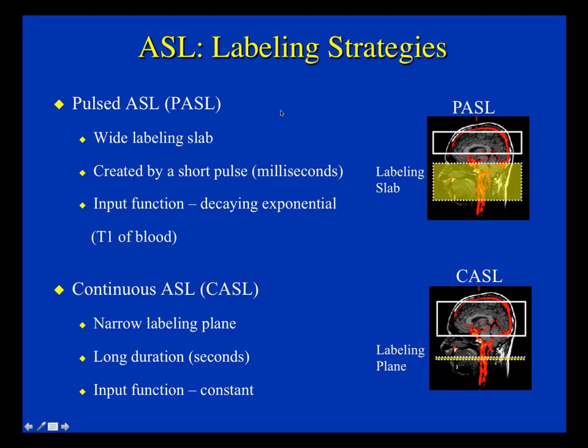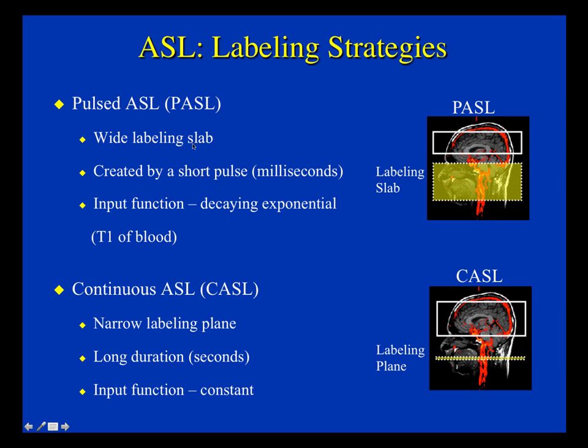Okay, so let's look at the different strategies for labeling. Depending on the strategy that you employ to label the incoming blood, these experiments are called either pulsed ASL or continuous ASL. In the pulsed ASL technique, what we do is invert the magnetization from a large slab below the brain. All the blood within that slab would then be inverted, and that inverted blood would flow into the brain when we image.